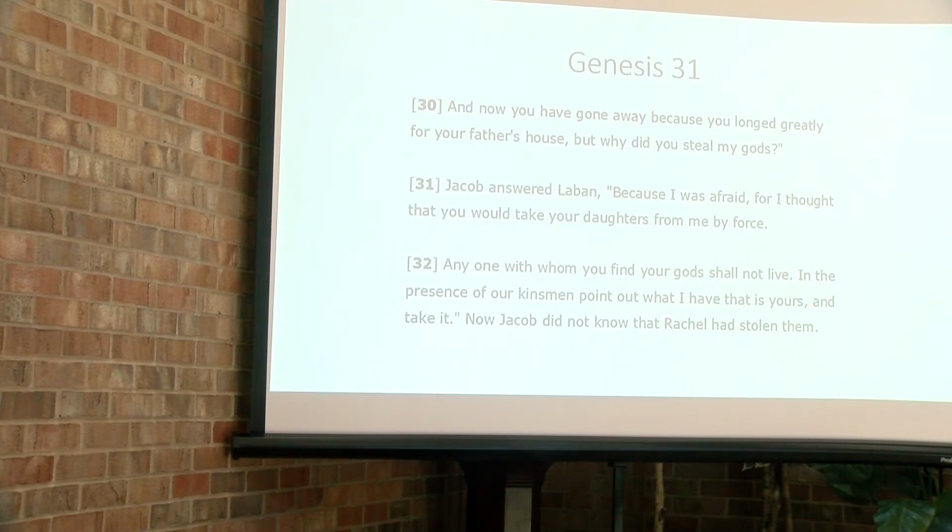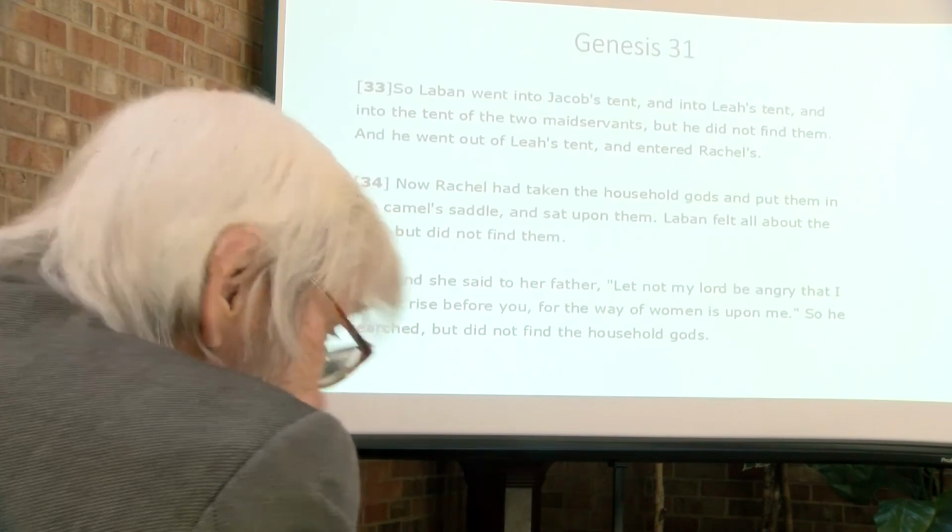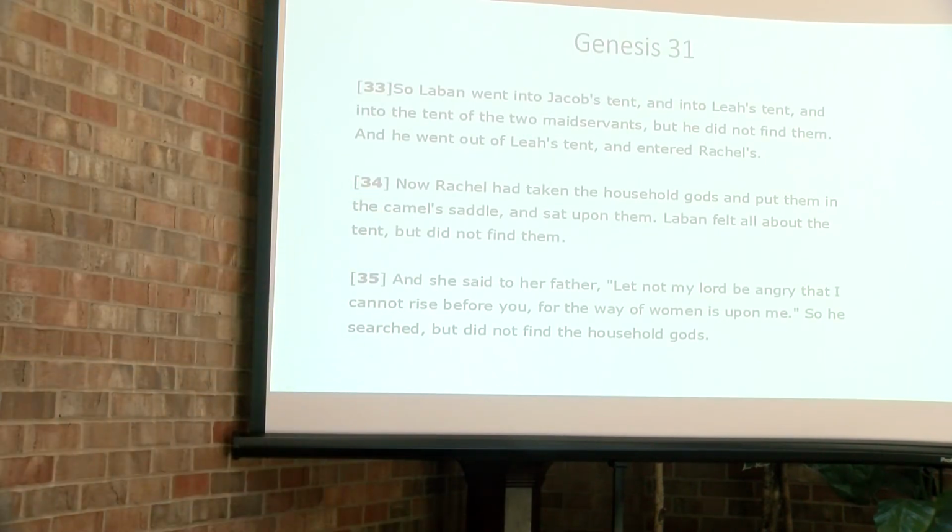Now Jacob did not know that Rachel had stolen them. So Laban went to Jacob's tent, and into Leah's tent, and into the tent of the two maidservants, but he did not find them. Then he went out of Leah's tent and entered Rachel's. Now Rachel had taken the household gods and put them in a camel's saddle and sat upon them, and Laban felt all about the tent, but could not find them. And she said to her father, "Let not my lord be angry that I cannot rise before you, for the way of women is upon me." So he searched but did not find the household gods. In other words, she was sitting on them.